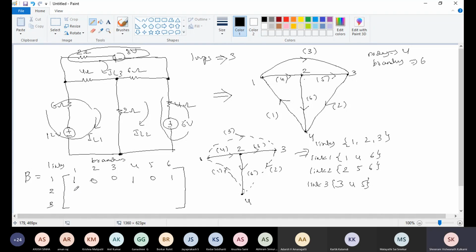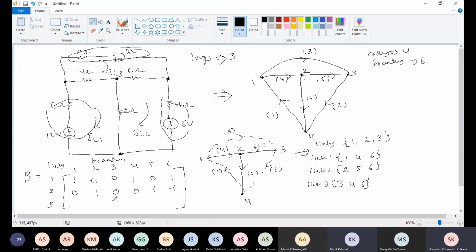Coming to link 2: 2, 5, 6. See, 2, 5, 6 are there, so I am going to write 1 is 0, 3 is 0, 4 is 0. For 2, it is +1. For 5, it is -1. For 6, it is -1.